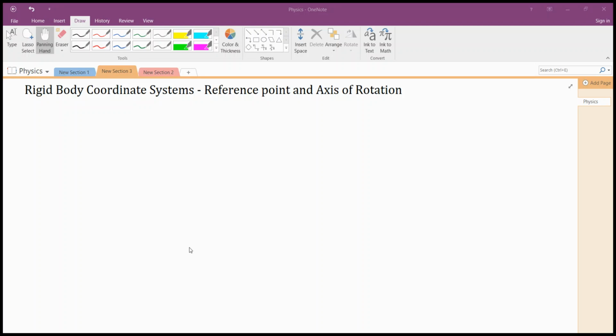How do coordinate systems work for rigid bodies, especially those in rotational motion? We need to find a reference point and an axis of rotation. How should we choose them? Details on these are covered in other videos, but this video will cover a general overview of this subject.